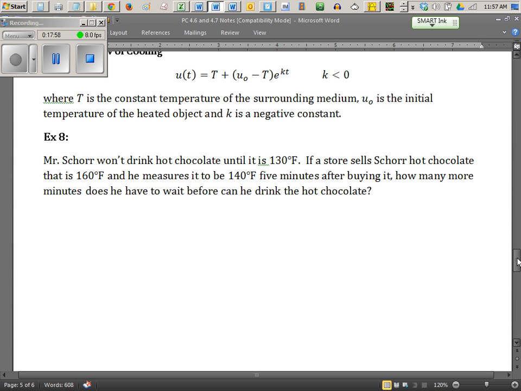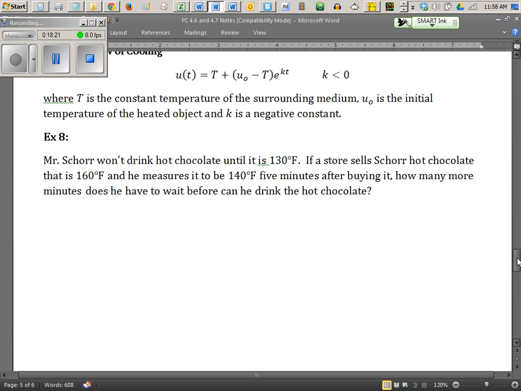It's really frustrating. Okay? So I, of course, carry a thermometer everywhere I go. There's an app for that. And I just put my phone in hot chocolate. I wait 5 minutes, I check the temperature of my hot chocolate, it's still 140, I can't drink it. So I'm like, how much longer do I need to wait before I can enjoy my hot chocolate? So that's the scenario, okay?